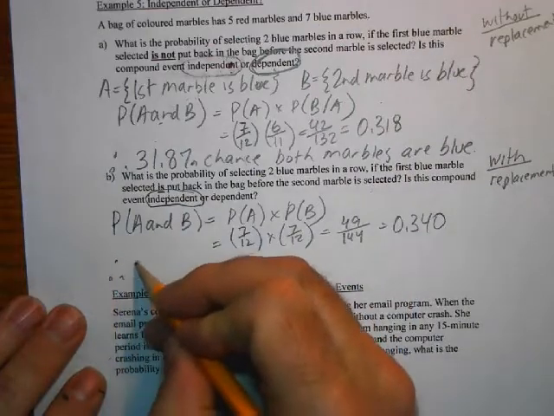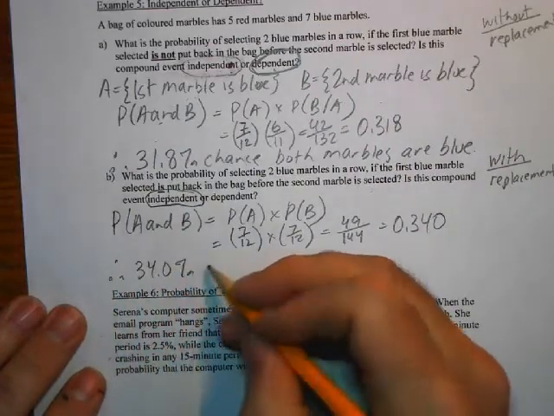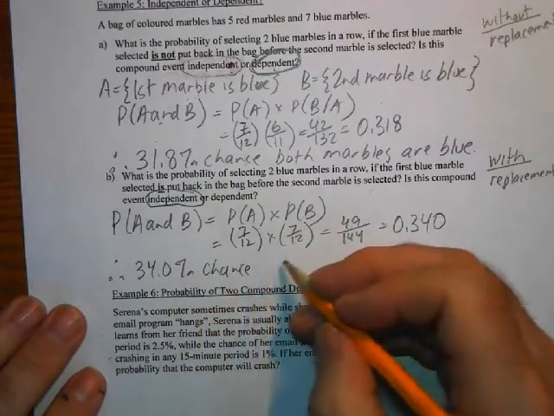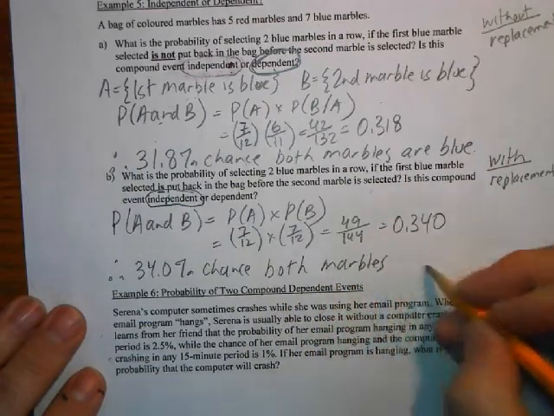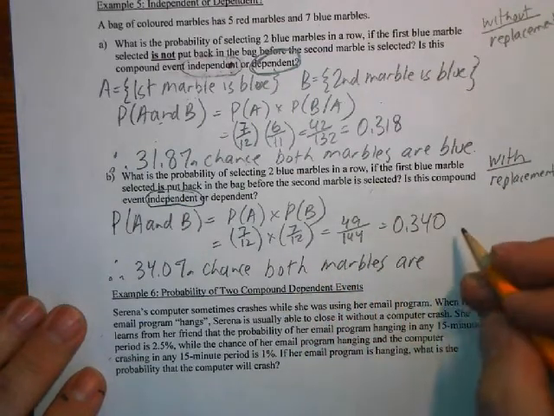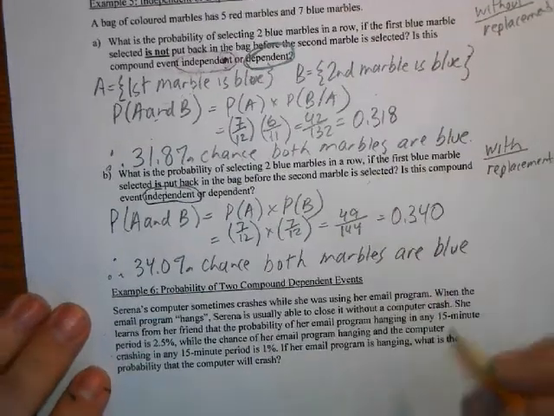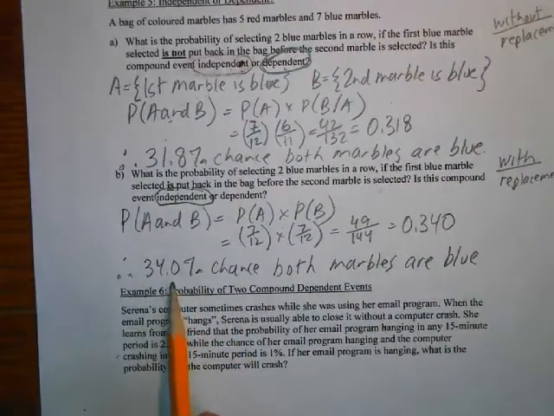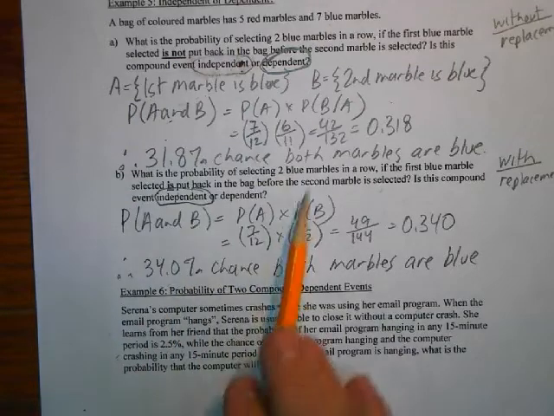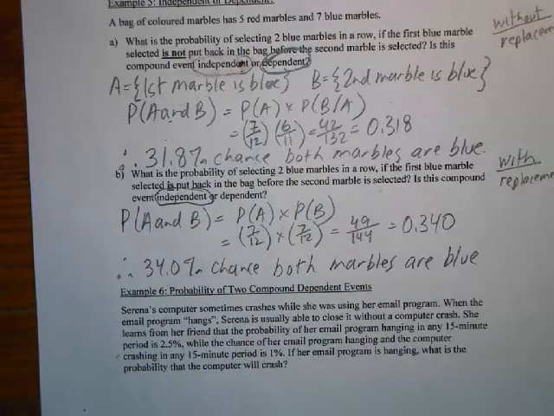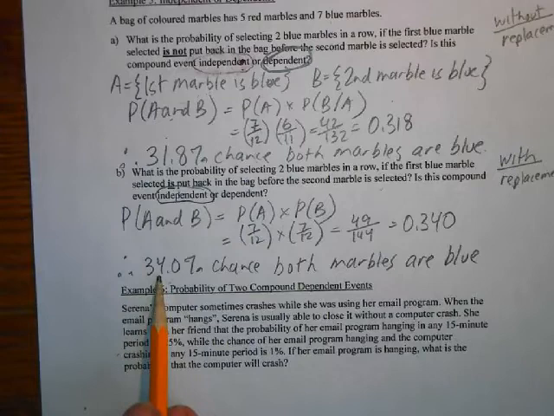So therefore, a 34.0% chance that both marbles are blue. And hopefully that makes logical sense, because if you put back the blue marble, you should have a higher chance of selecting a second blue marble, because you have seven blue marbles in the bag compared to 11 in the other case. So you would expect that should be higher just because there's more blue marbles to choose from.